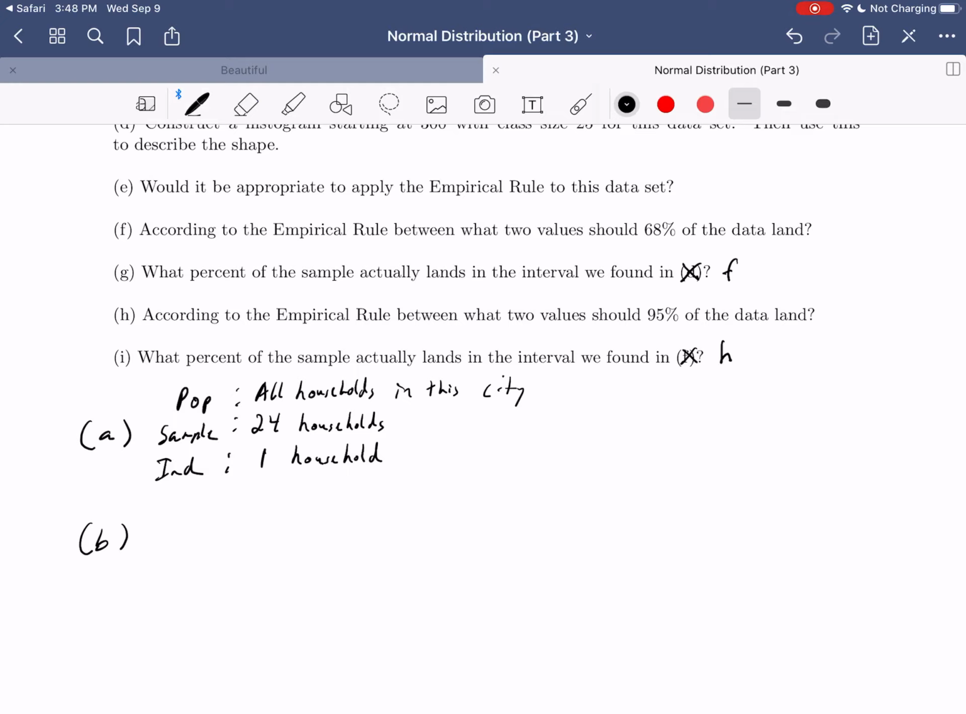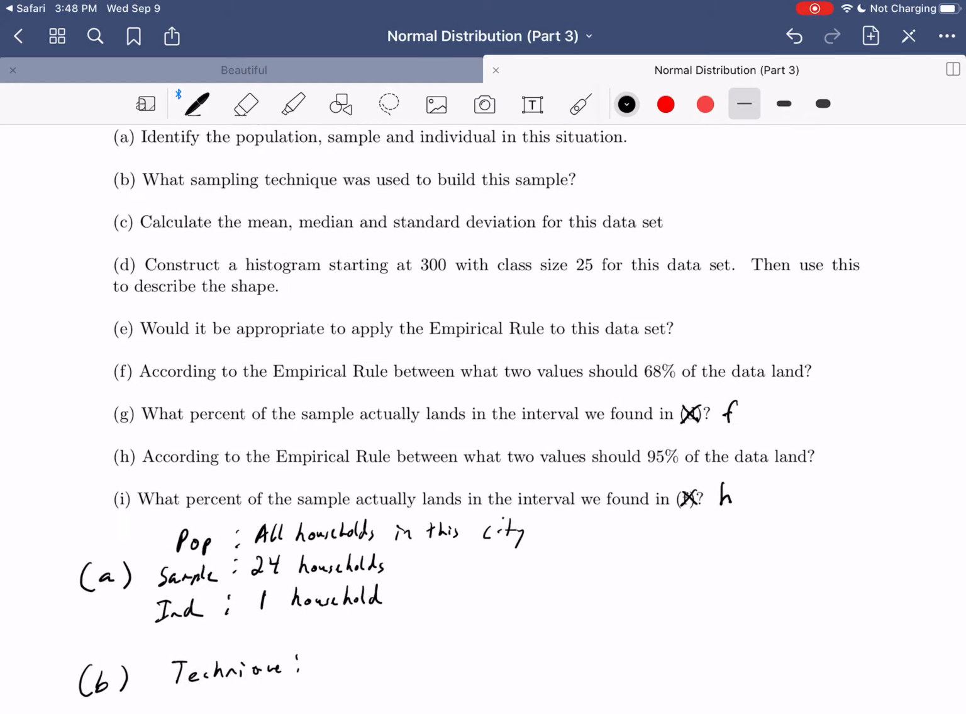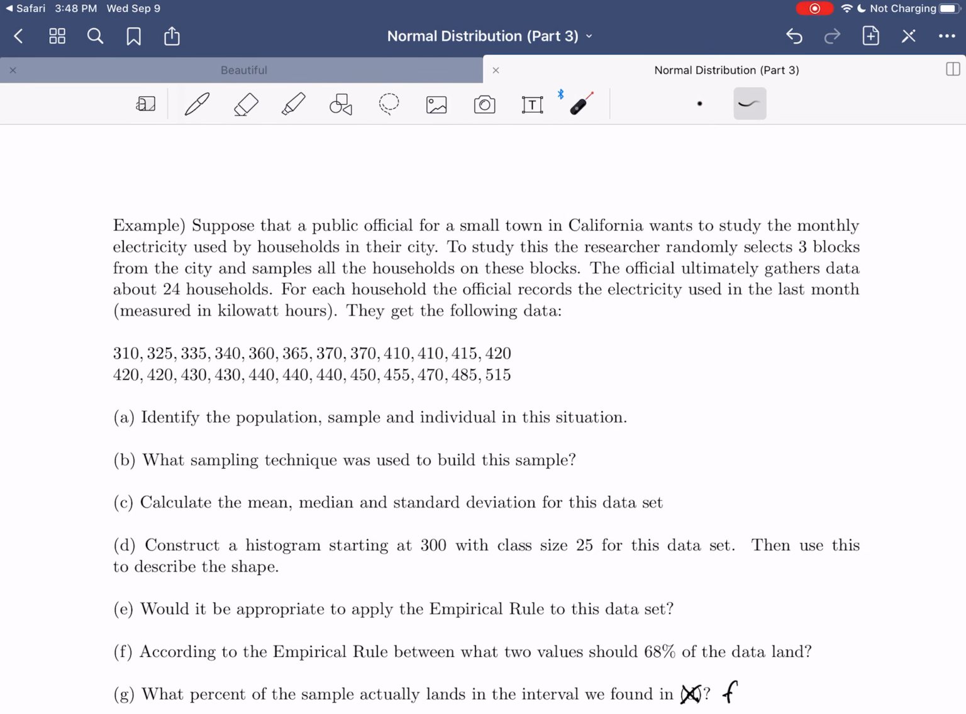For B, we want to know the technique that was used here. Well, we can see that it mentions right in there that they did this randomly, so that narrows down our choices. Remember, overall, we have 5 choices. We've got SRS, systematic, stratified, cluster, and convenience. By seeing that word randomly mentioned in there, we know that it either has to be an SRS, a stratified, or a cluster.